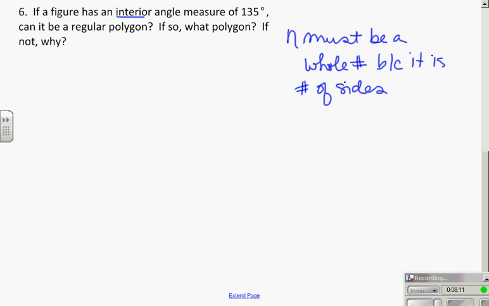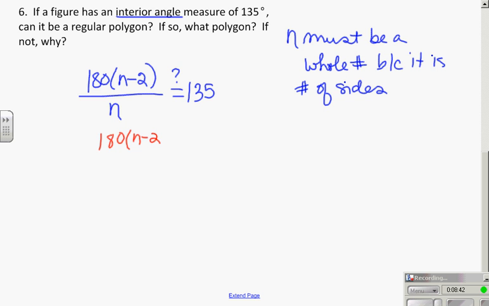So I'm going to set up my interior angle sum formula, 180 times the number of sides I don't know, minus 2, all over the number of sides. And I'm going to say with a question mark, does that equal 135? If I solve this and work it out, and n is a whole number, it can be a regular polygon, and I'll know which one. If it ends up being a decimal or a fraction, it cannot be a regular polygon. So the first thing to do to get that n out of the denominator is to multiply both sides by n.